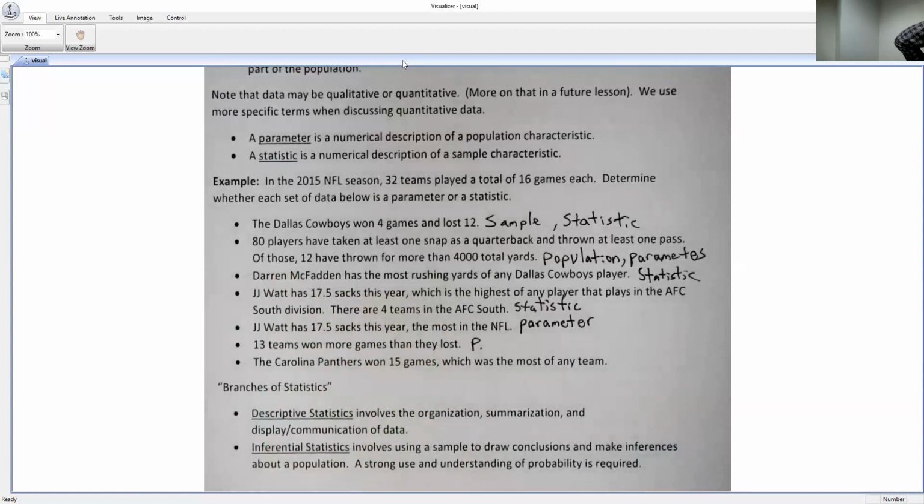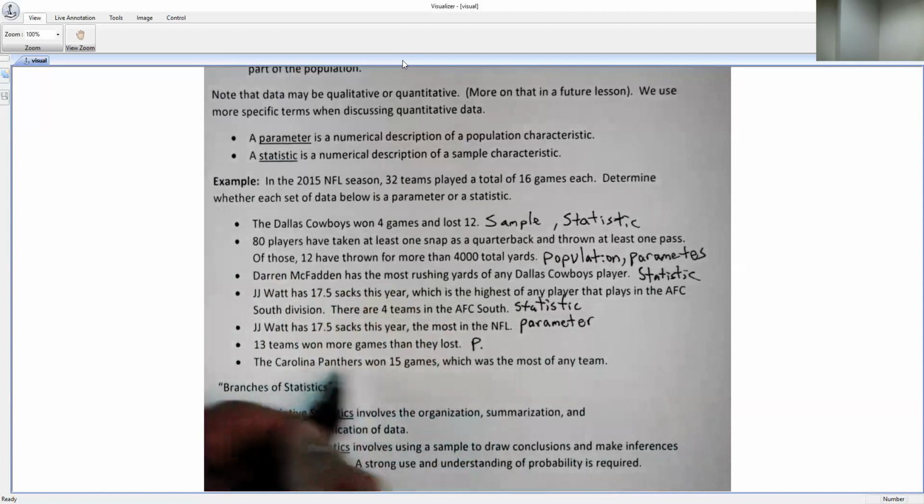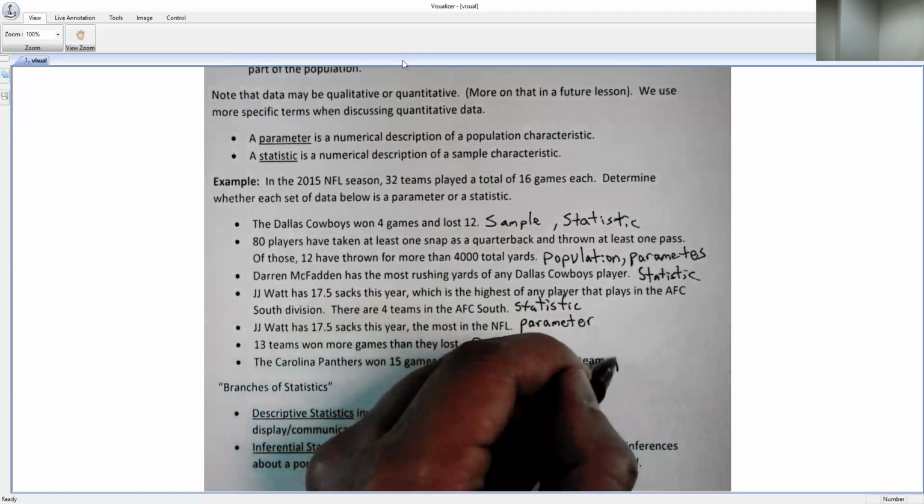And then the last one, Carolina Panthers won the most games that year. Well, how do I say who won the most games if I have not measured the wins for every single team, right? By saying that they won 15 games, which was the most of any team, that implies that I've measured how many wins each team had that year. And as a result, this has to be a parameter. Okay.